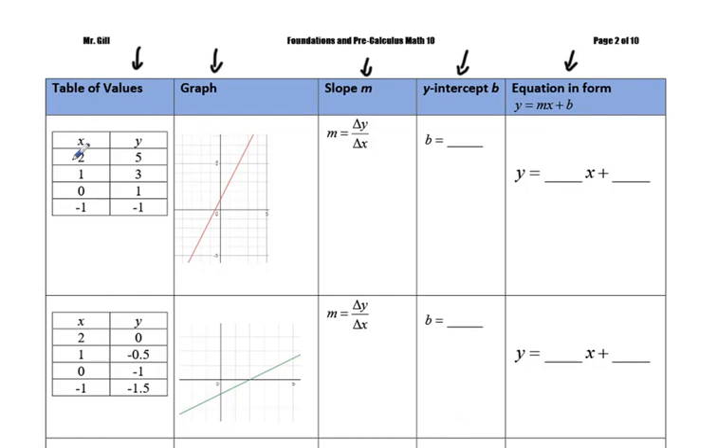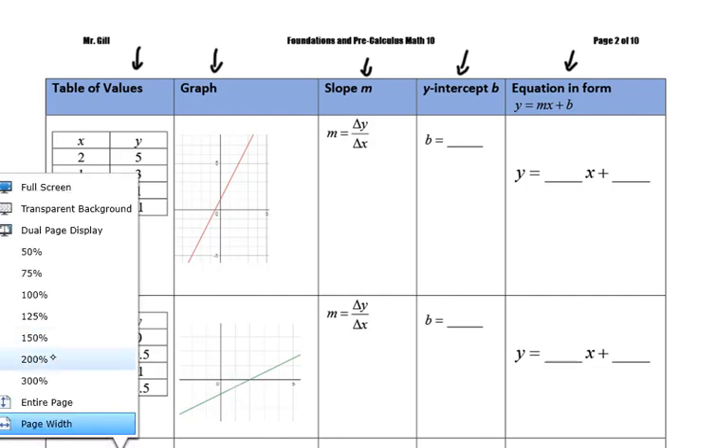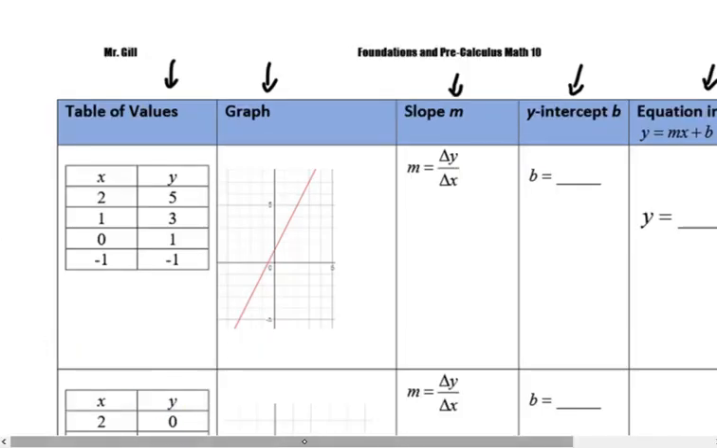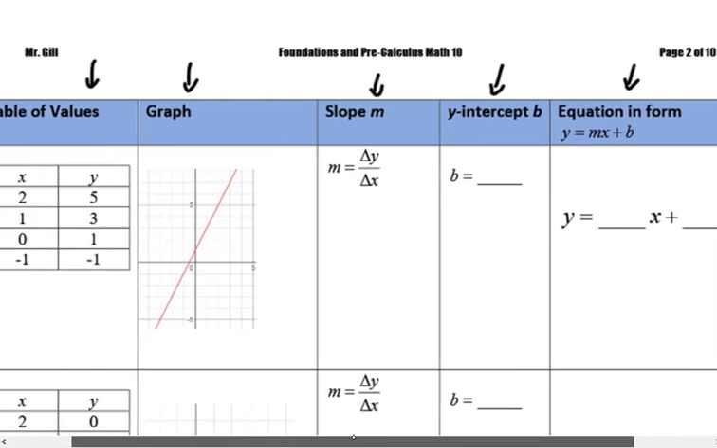I want us to look at our table of values here and see if we can determine what the slope is. What I'm going to do is expand my view so that I see it a little bit better. First of all, I can write down my y-intercept. My intercept on the y-axis is 1, isn't it? Now, can you see what the slope is?